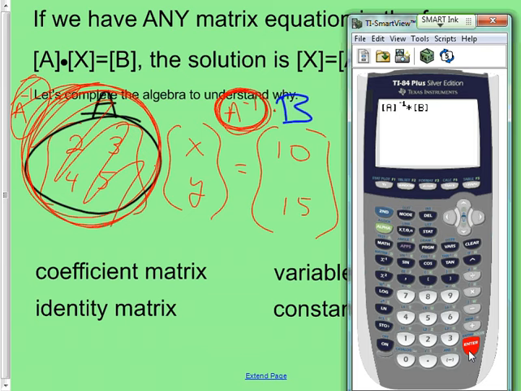All right, so I hit enter. Final answer is negative 2.5, 5. What does that mean? That means x is negative 2.5 and y is 5. Show me that on your calculator. Hold it out to me as I walk past.